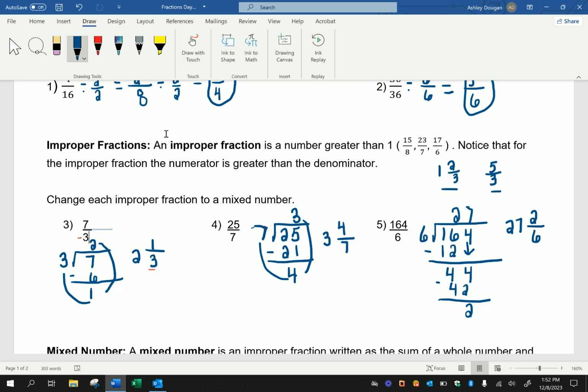27 2/6. Now something we didn't look at before is because those fractions were already in simplest form. But my fraction component of the mixed number is not in simplest form. So I'm going to have to reduce that fraction. I'm looking for a number that divides evenly into both 2 and 6, and that would be 2. If both numbers are even, we know it can at least divide by 2. And that makes 27 1/3 my final answer. 27 1/3.